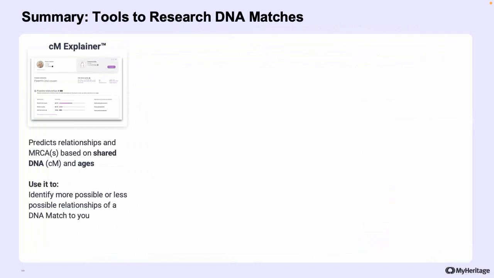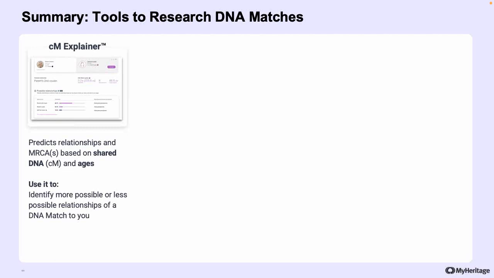So we looked at all these tools, and now I want to do a summary because we went through a lot of stuff. So, the summary of tools to research your DNA matches. First, we have the newest CM Explainer. The CM Explainer predicts relationship and most recent common ancestor, the MRCAs, based on shared DNA and ages. And I suggest you use that to identify more possible or less possible relationships of a DNA match to you. So this will be the first step when looking at the DNA matches.